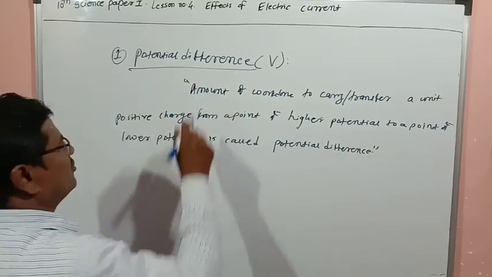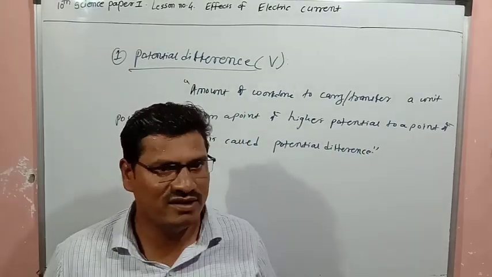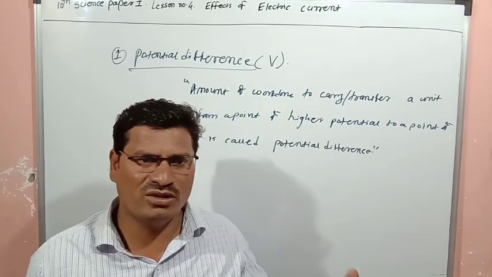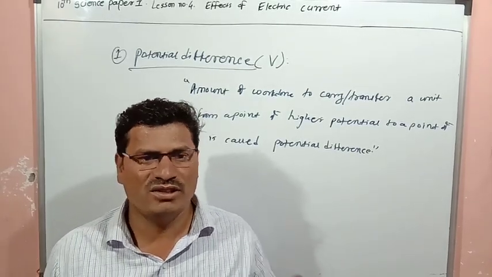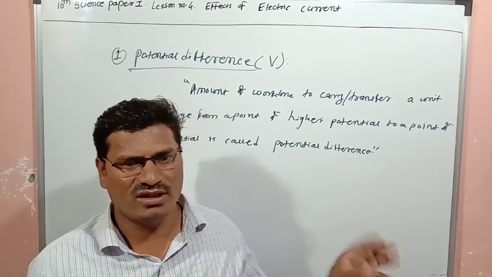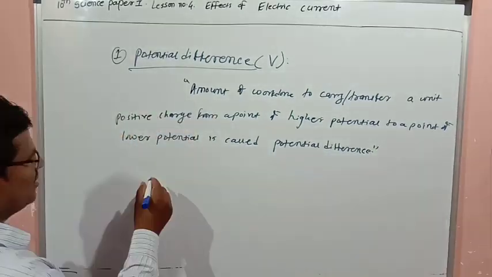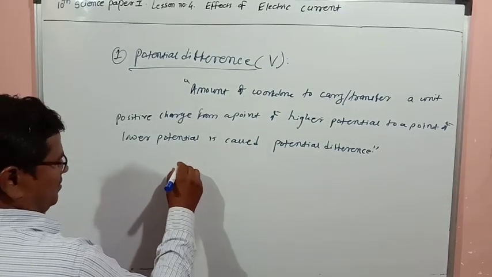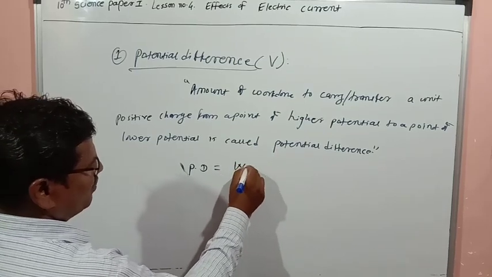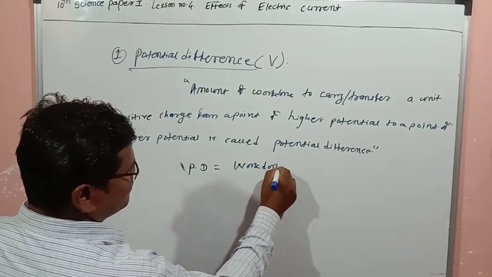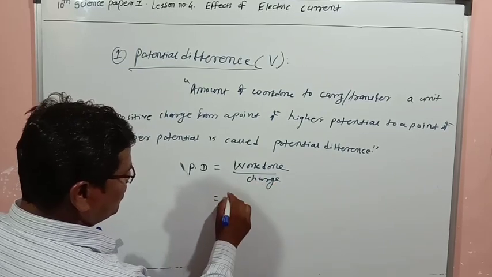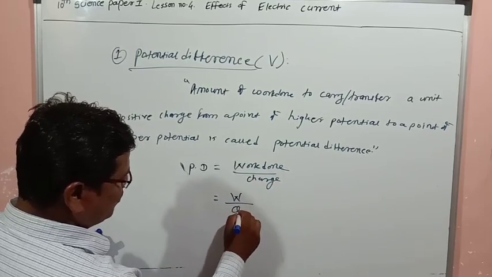Or simply, in case of an electric cell, you can say the difference in the potentials between two terminals of a cell. Difference in the potentials of two terminals of a cell is also called potential difference. And potential difference is equal to work done upon charge, where work done is W and charge is Q.